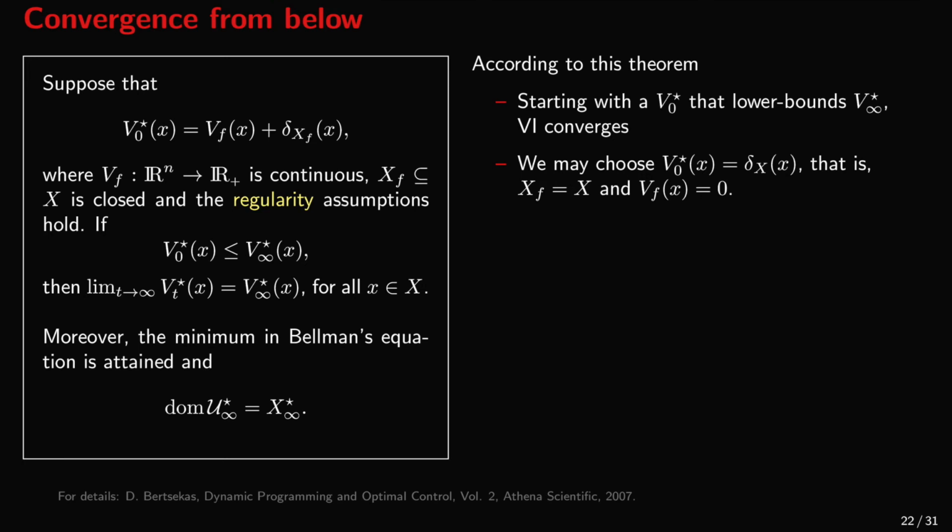According to this theorem, starting with a v0 star that is a lower bound to v infinity star, the value iteration converges to v infinity star. We can choose v0 star to be the indicator of X, that is, vf can be taken to be equal to 0 and Xf can be taken to be equal to X.